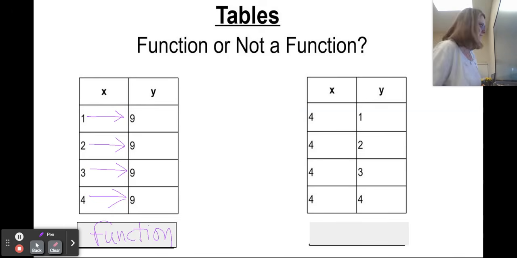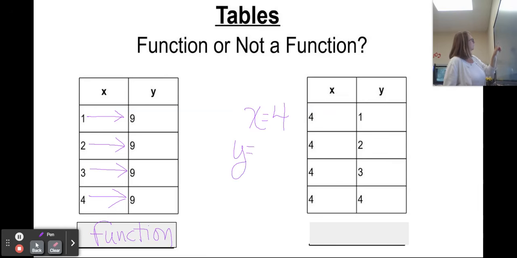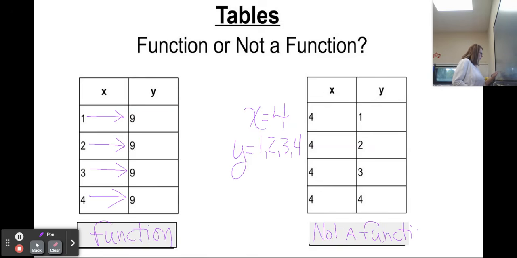Versus over here, anytime I input 4, or x equals 4, I get an output of 1, 2, 3, or 4. That makes that not a function. I have multiple outputs for that one input of x equals 4. Those are your two different scenarios in a table of recognizing when you have a function and not a function.